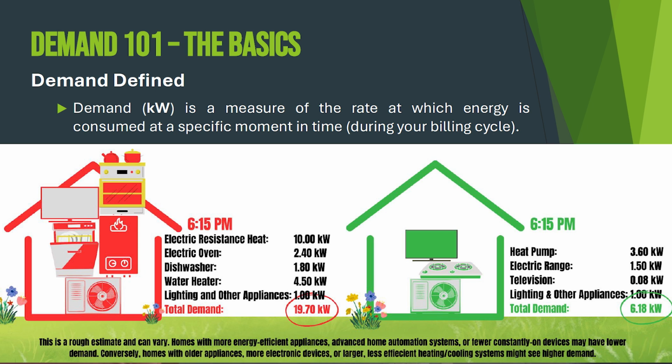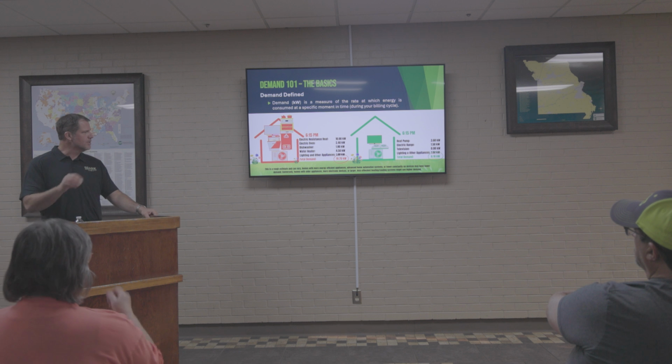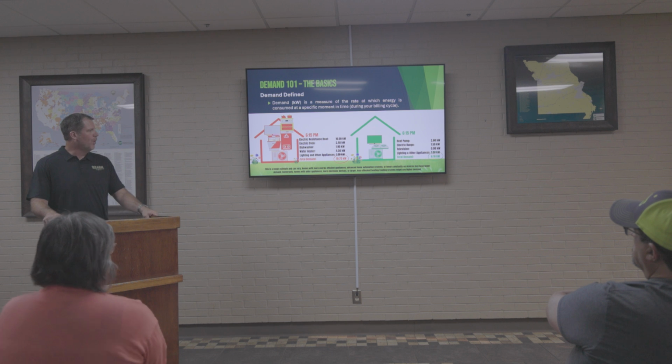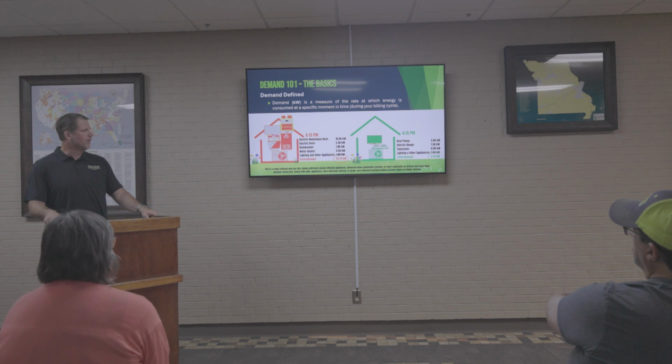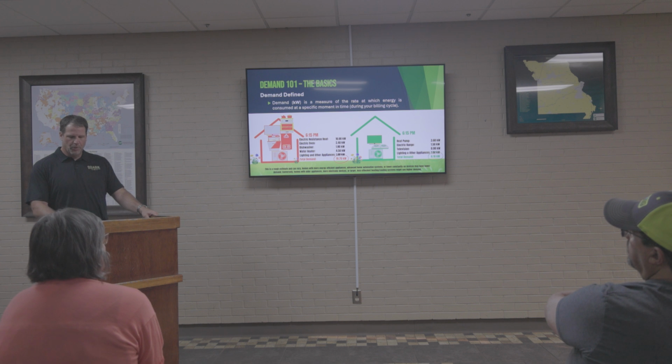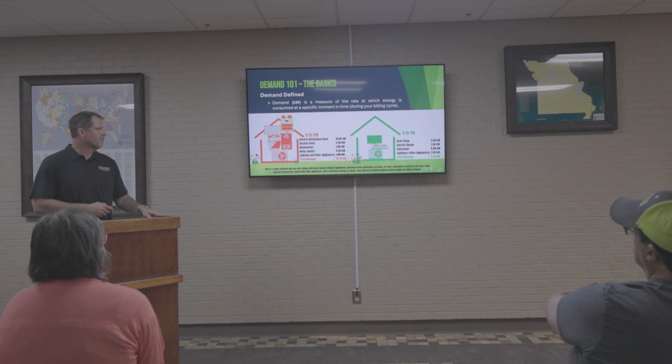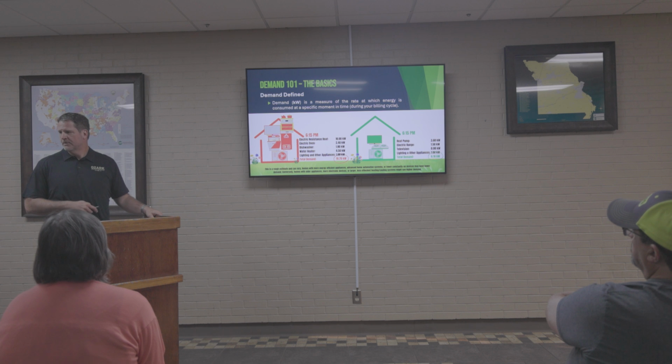Electric oven versus electric range, dishwasher, water heater. We see those things start adding up at that 6:15 time. With the inefficiency of the resistance heating, we're getting close to a demand of 19.70. And with the heat pump, and taking some of those things such as the dishwasher and the water heater out of the equation during that time, the demand is much lower. Anybody have any questions about that?